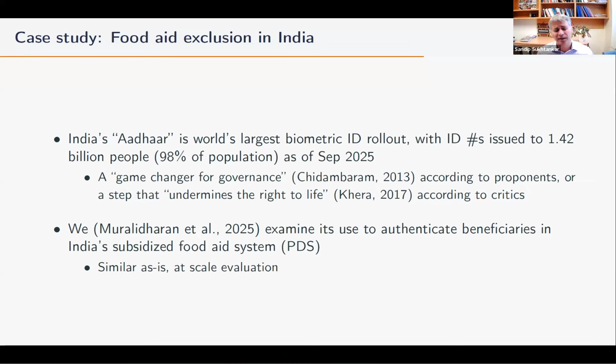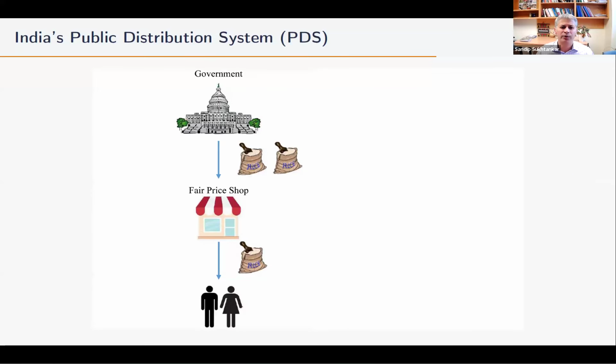So what's the program? What's the food aid program? Think of it as basically the government sending sacks of rice through an agent called a fair price shop to beneficiaries. Okay, so the government sends it. The local agent in the village will give it out; people come to this local agent to get these sacks of rice.